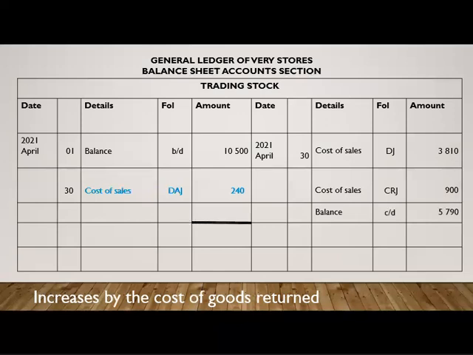giving us a balance of our trading stock, which will be balance carried down. It will be 5,790. So you will simply add the two amounts on the debit side and the credit side, and take the bigger side minus the smaller side, and you'll get that balance carried down of 5,790, which represents stock that has not yet been sold, stock that we still have on hand.